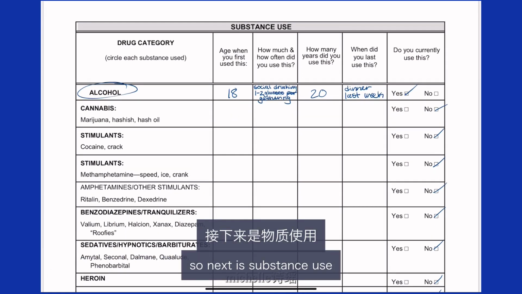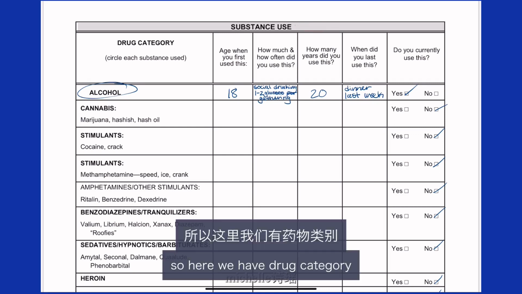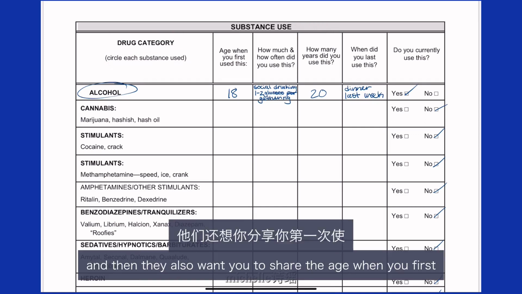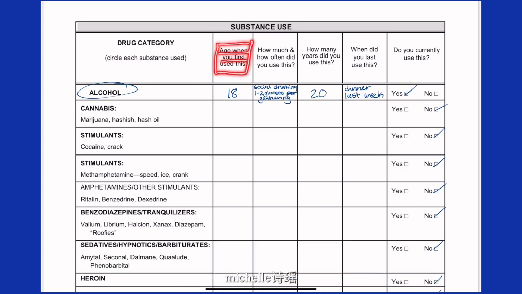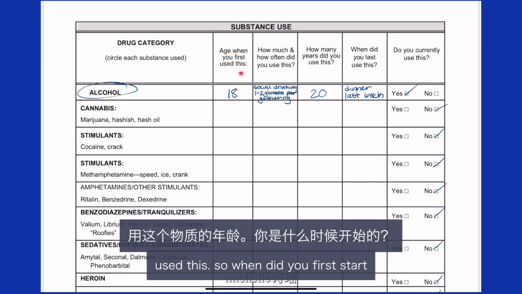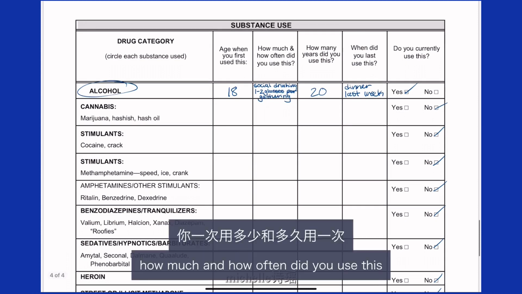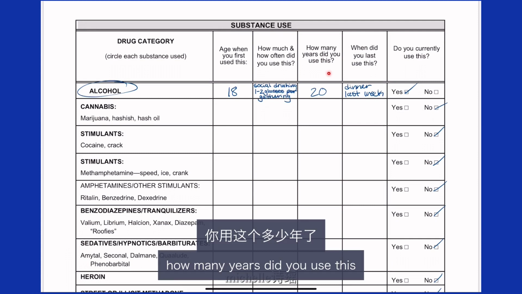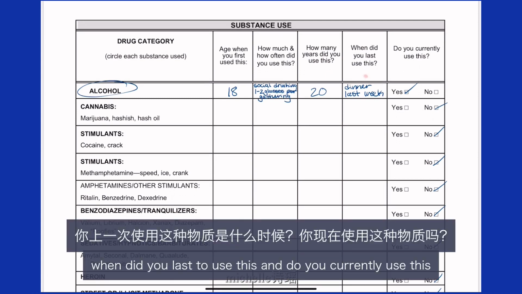So next is substance use. So here we have drug category. They say circle each substance used. And then they also want you to share the age when you first used this. So when did you first start? How much and how often did you use this? How many years did you use this? When did you last use this? And do you currently use this?